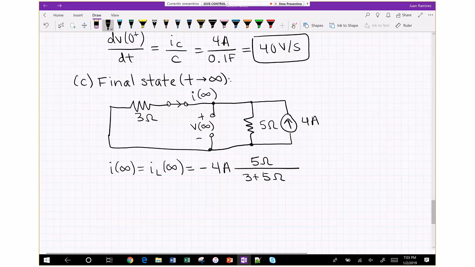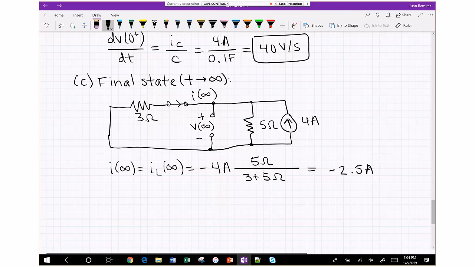Why negative? Well, it's negative because we're assuming the inductor current is going in this direction over here. But the 4 amps is pushing it in the opposite direction. So that's why you have the negative. Okay. You end up with negative 2.5 amps.